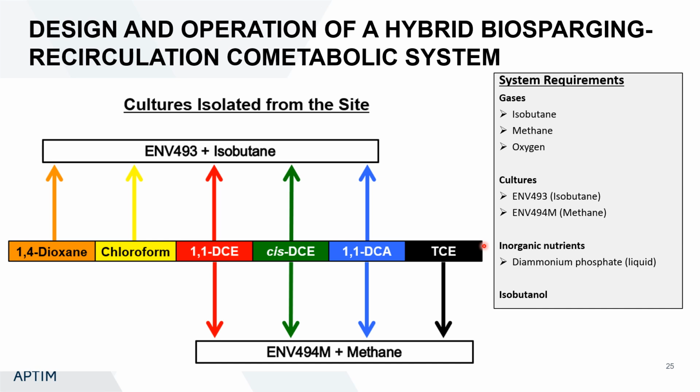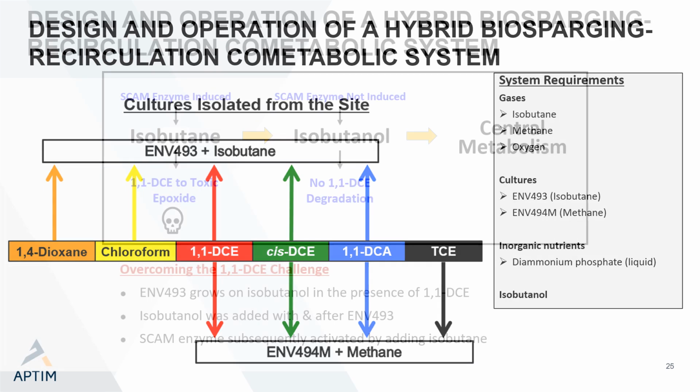The other thing that we were interested in the field was trying to figure out a way that we could rapidly grow up some of these bioaugmentation cultures, so increase the population in the field. And we tried to do this by the addition of isobutanol, and I'll explain that a little bit on the next slide, how that actually worked.